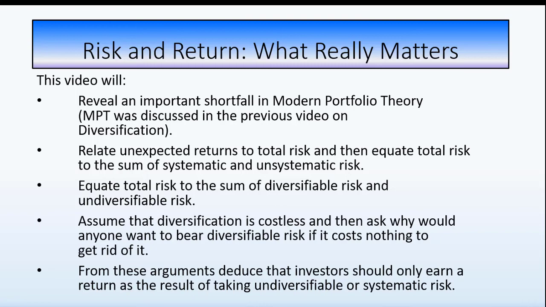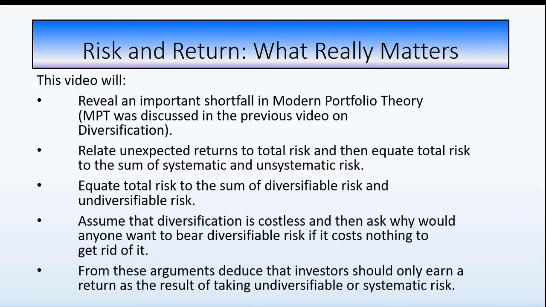This video will reveal an important shortfall in modern portfolio theory. We covered modern portfolio theory in a previous video on diversification. We'll relate unexpected returns to total risk and then equate total risk to the sum of systematic and unsystematic risk, something you've seen before and we've talked about. We'll also equate total risk to the sum of diversifiable risk and undiversifiable risk, something that you also have seen before.